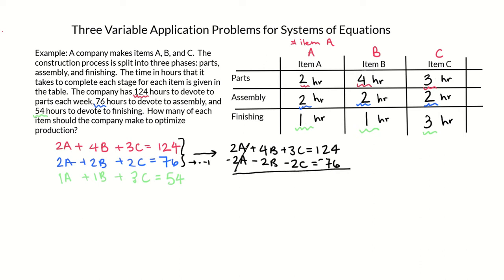A is eliminated. 4B minus 2B is 2B. 3C minus 2C is 1C. And then 124 minus 76 is 48. Now we also want to eliminate A from 2 other equations, so we just used equation 1 and 2. So now we need to use equation 3 with either 1 or 2. So let's use 3 and 1.